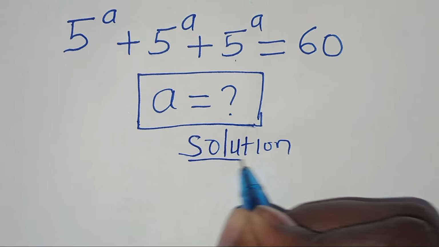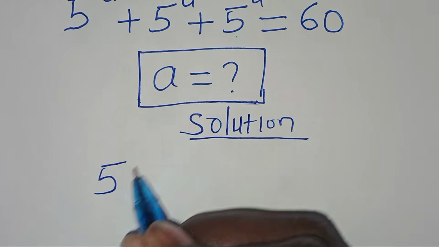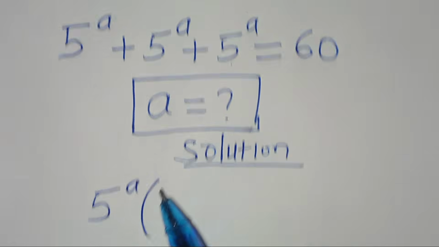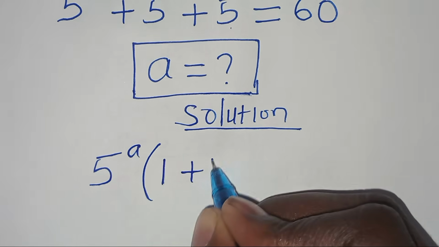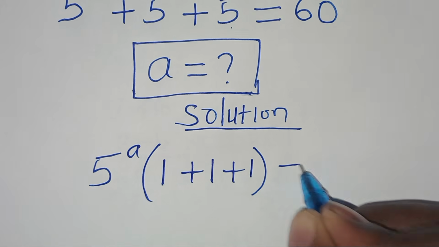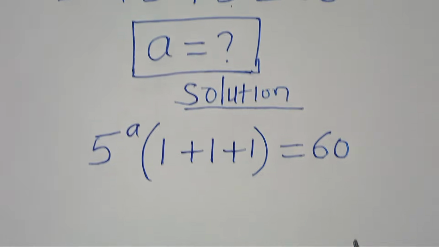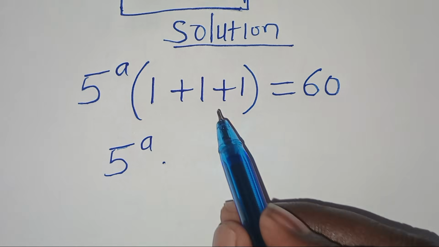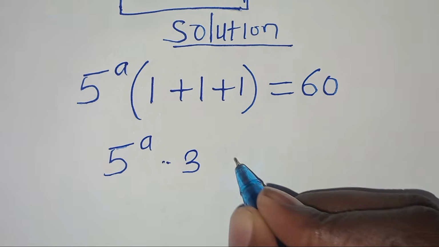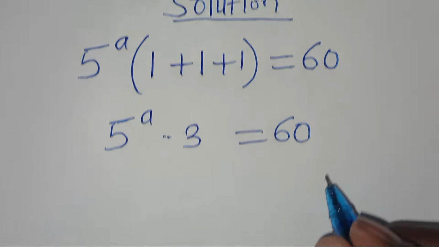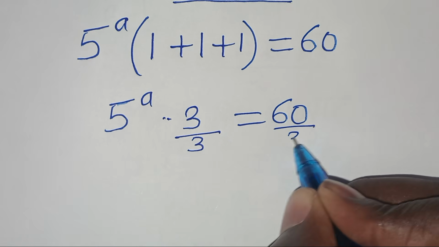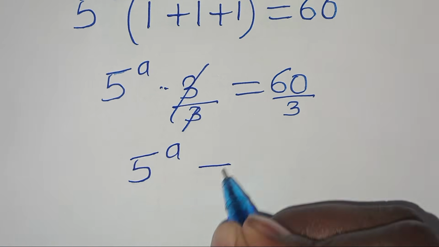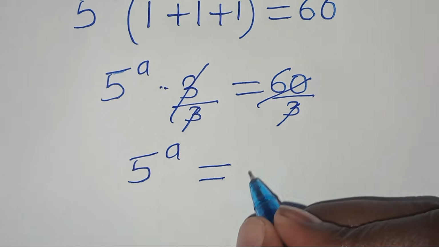We have that 5 to the power of a is common, so we can factor out 5 to the power of a, so that now 5 to the power of a divided by 5 to the power of a is 1 plus 1 plus 1. This is equal to 60. So this implies that we have 5 to the power of a multiplied by 1 plus 1 plus 1, this is 3, and this is equal to 60. So let's divide both sides by 3, so that now we simplify here, and this implies we have 5 to the power of a equal to 60 divided by 3, and this is equal to 20.